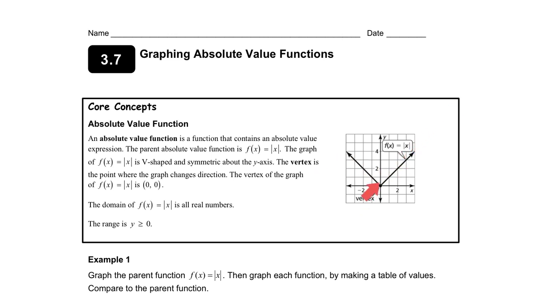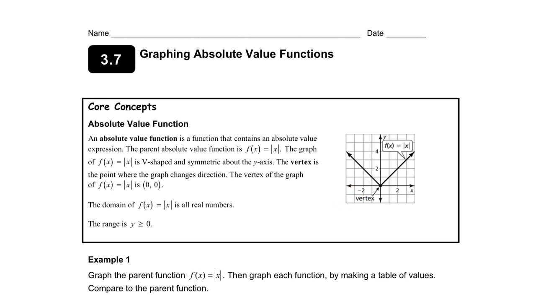The arrows here at the end are pointing that the graph keeps on going forever, up and to the right and up and to the left. The domain of an absolute value function is all real numbers, and the range is an inequality. If it's opening up like a cup, the range is y greater than or equal to the y value of your vertex. If it opens down like a frown, like a mountain, then it would be y less than or equal to whatever the y value of your vertex is.